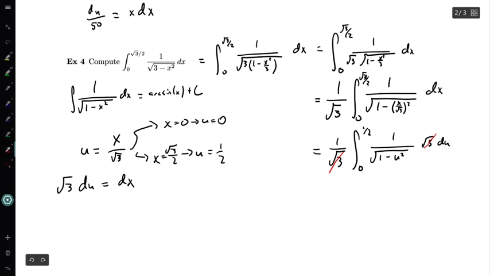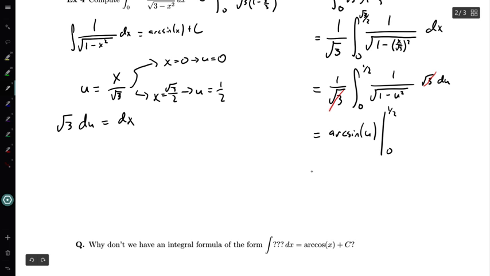So that works out pretty conveniently for us. And we are now able to actually do this integral. This is the exact formula that we have for arc sine here. And so we can say that this is arc sine of u, evaluated from 0 to 1/2. So this is arc sine of 1/2 minus arc sine of 0.